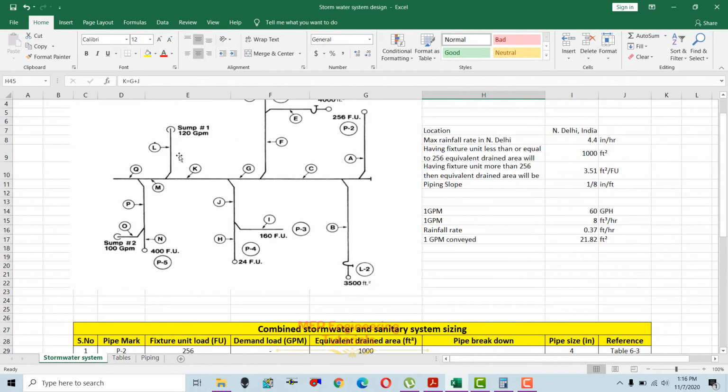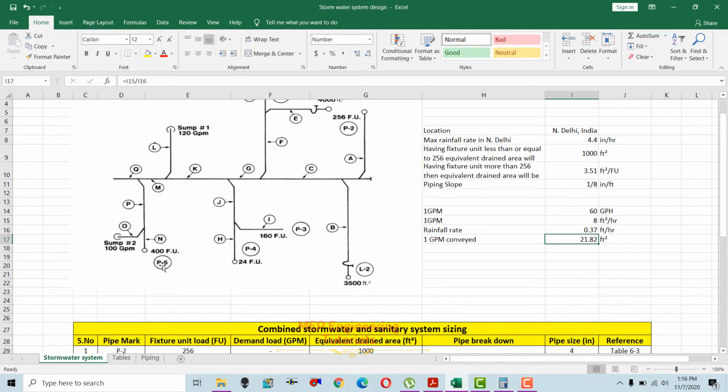And then you have to do for this one, and for this GPM you have to use, since we talked about 1 GPM conveyed equal to 21.82 square feet, so for the equivalent drained area you just need to multiply 120 by 21.82, and you will get the drained area for this one. So now I'm talking about this last one over here.